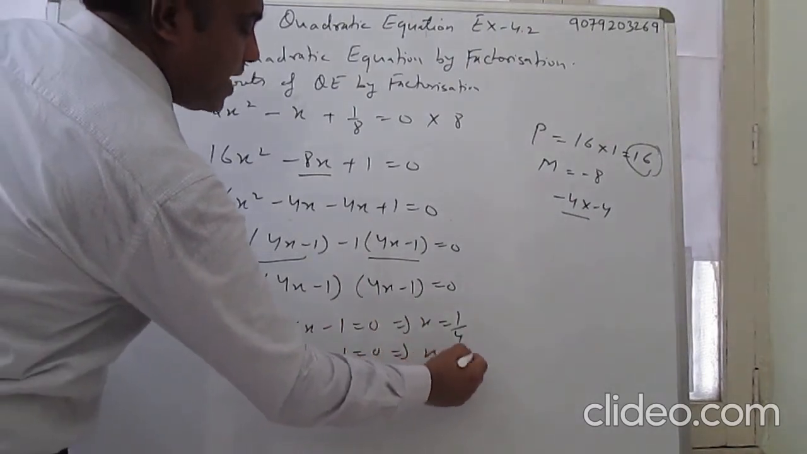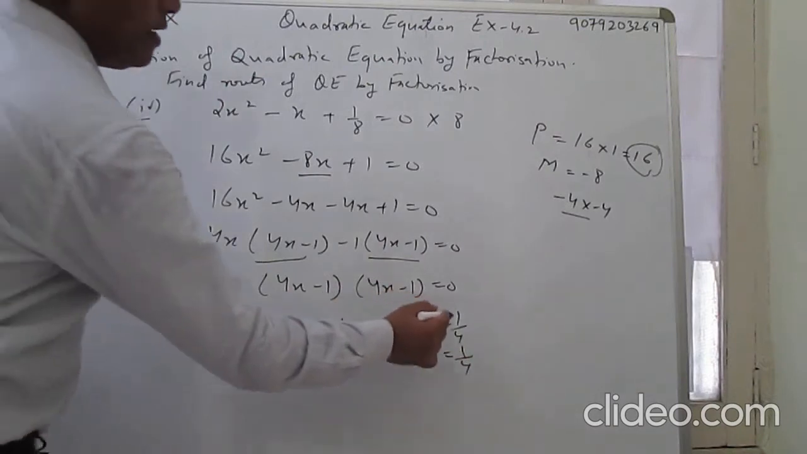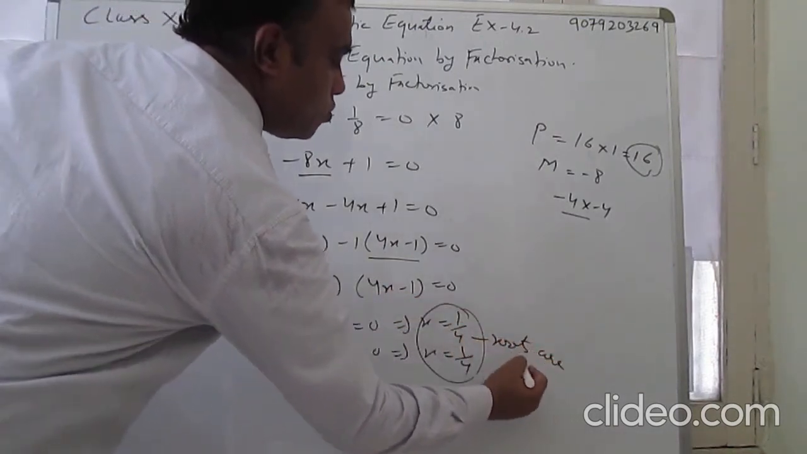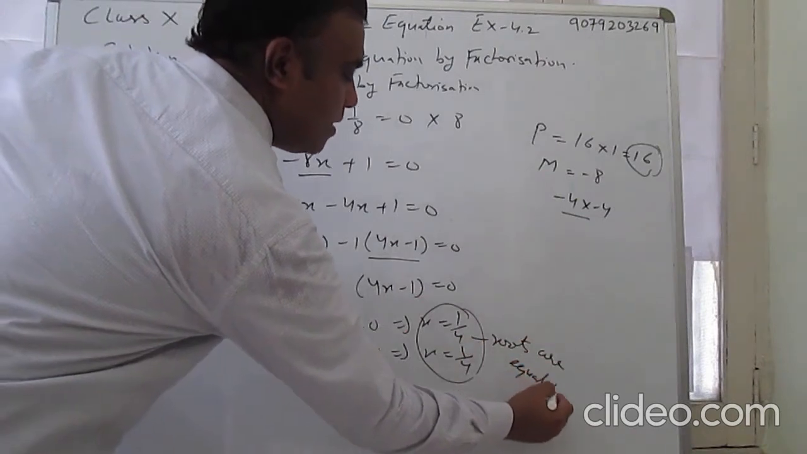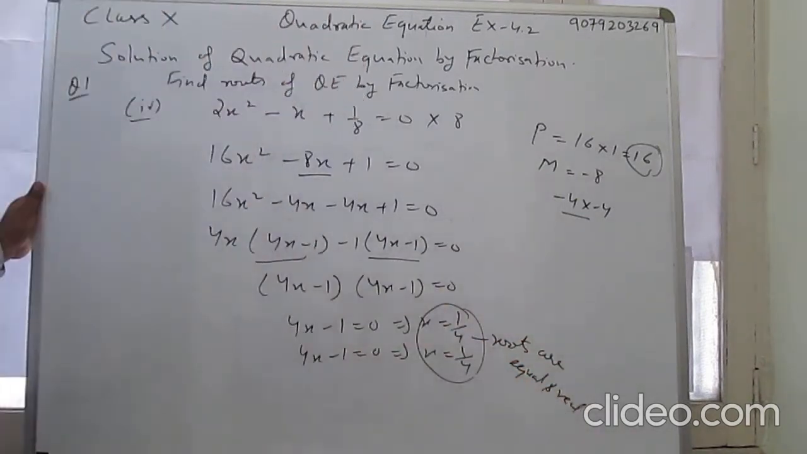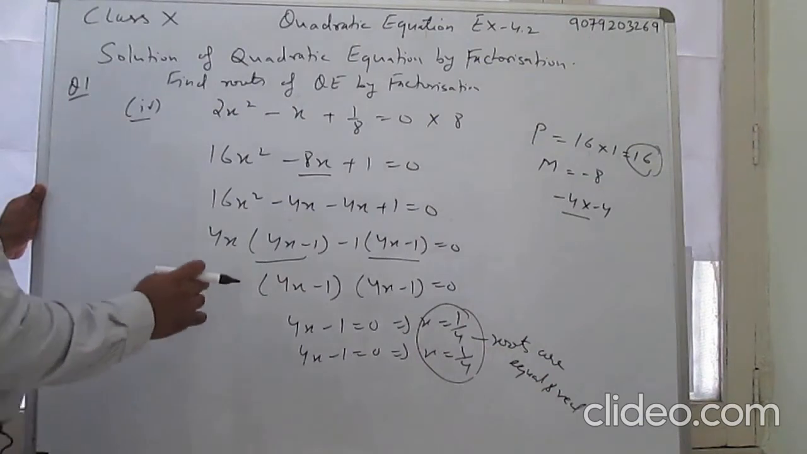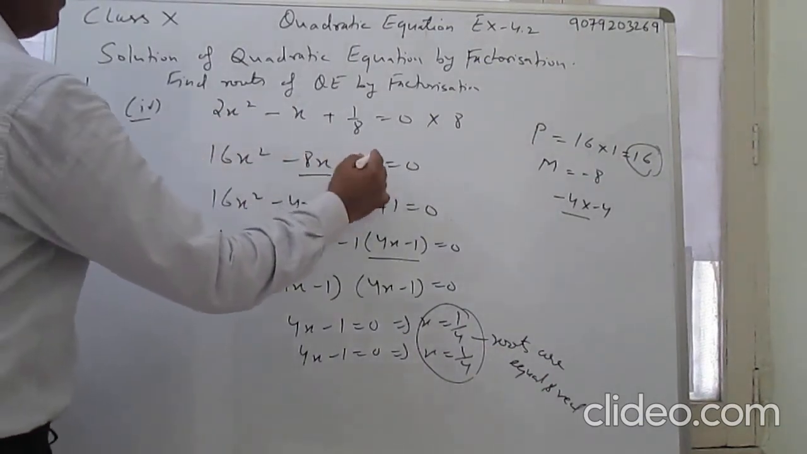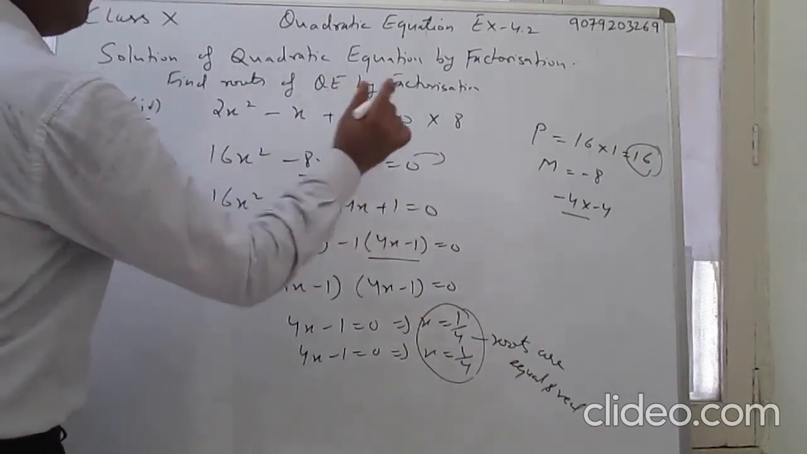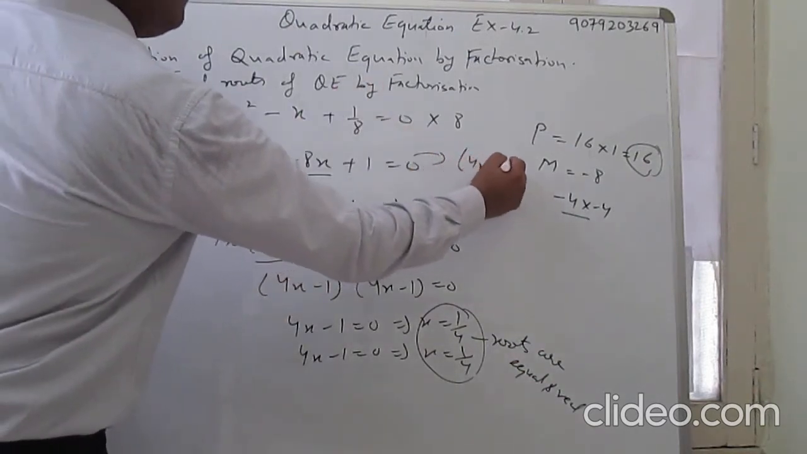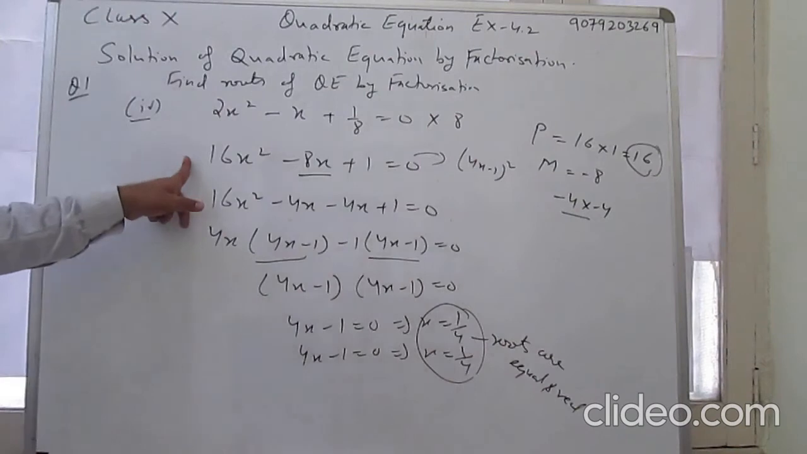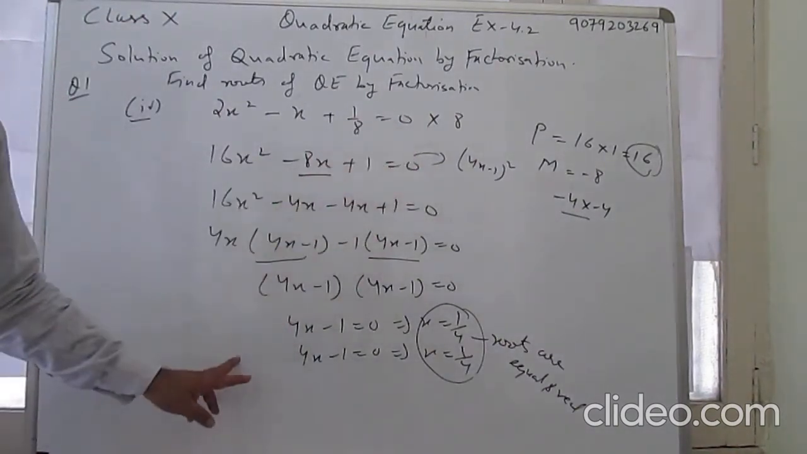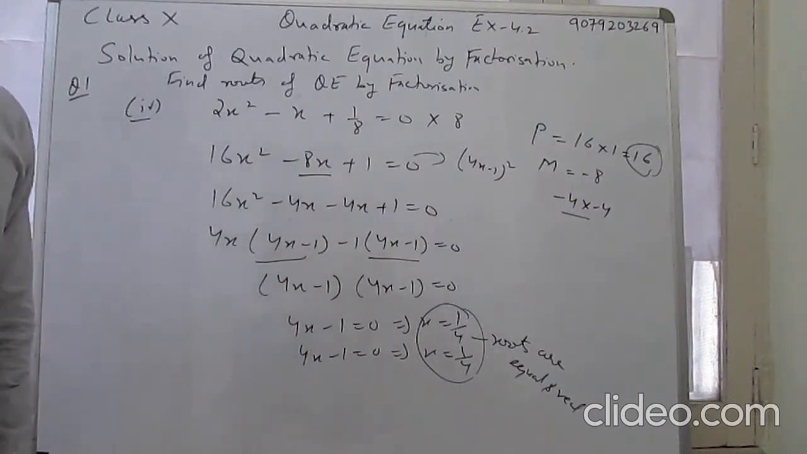So it implies x is equal to 1 by 4. It means, what do you see here? How are the roots? Roots are equal and real. You can directly write, this is also the identity of (4x minus 1) whole square. This is the identity of 4x. You can do it in this way also, and by factorization.